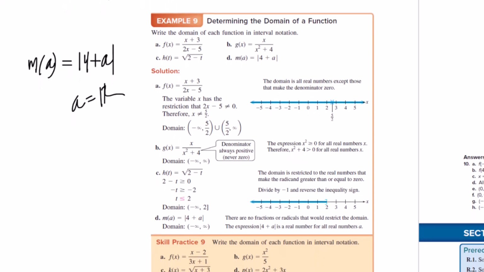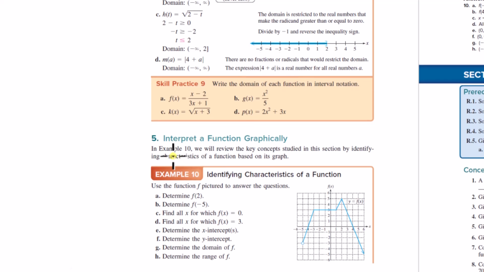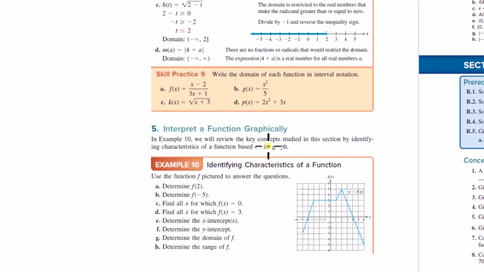Okay. Now, interpret a function graphically. In example 10, we will review the key concepts studied in this section by identifying characteristics of a function based on a graph. So this is looking at a function graphically and interpreting the function evaluated at different points, etc. It can be useful for developing your intuition of functions.